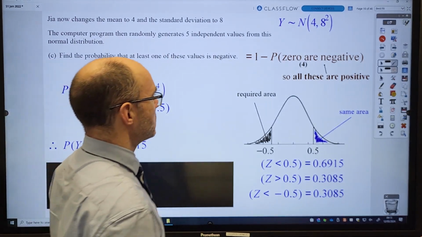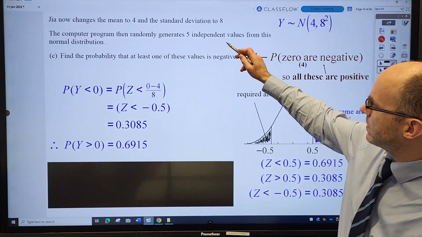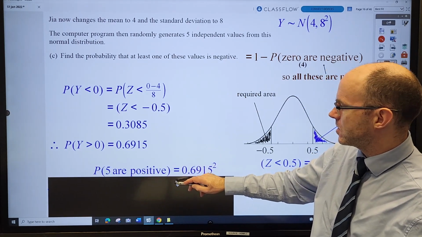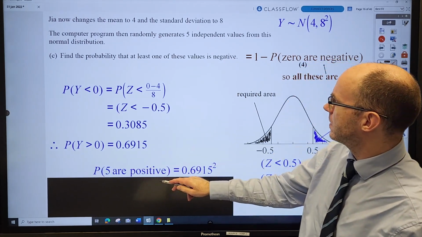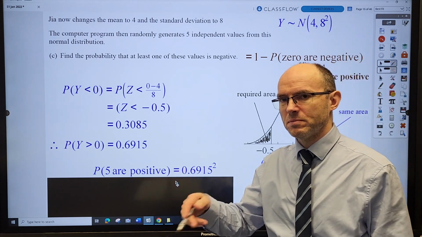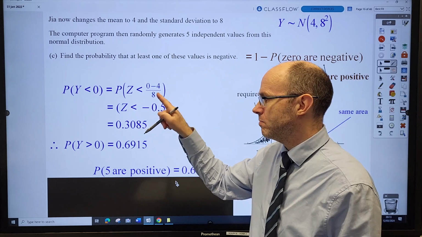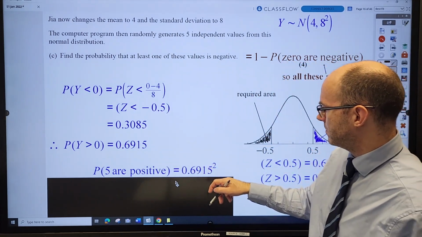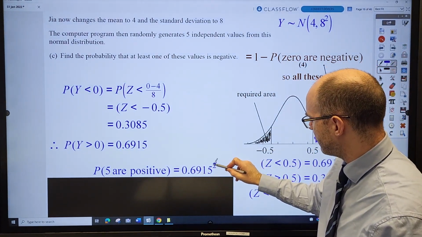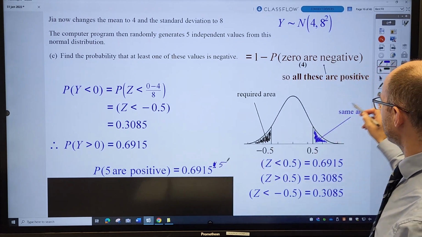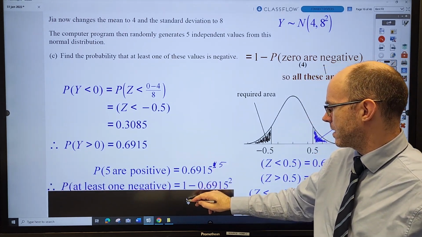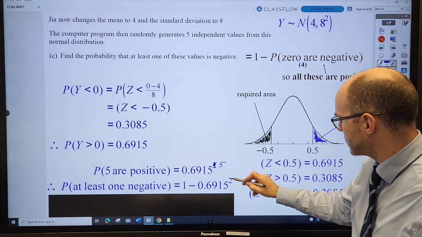Okay, so what we're going to do, we've got 5 independent values. Okay, so all 5 are positive. Okay, so positive, positive, positive, positive, positive. So that's 0.6915 multiplied by itself. Let's just change that 5 times. That's better.